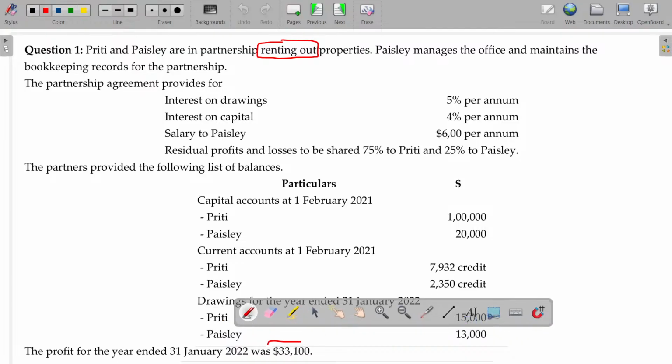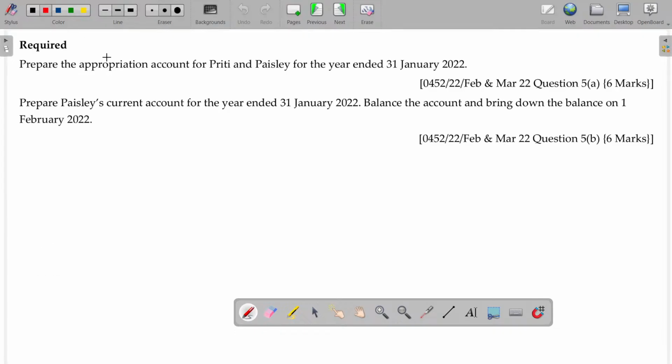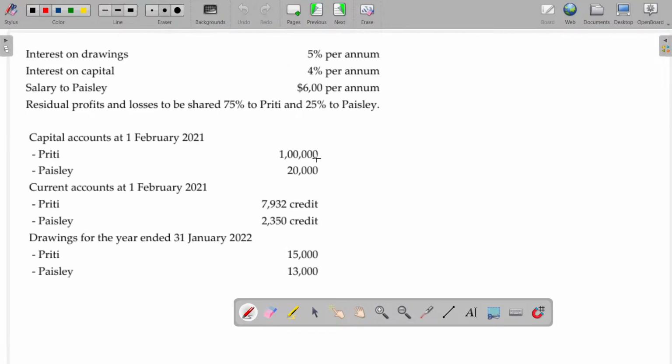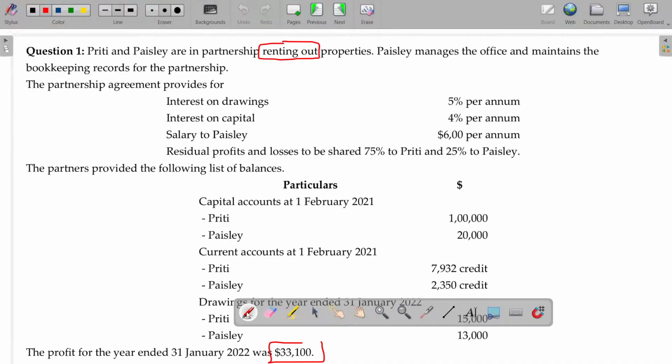The profit for the year being 33,100. Profit for the year. So what to prepare? Prepare appropriation account and current account. So we'll start with appropriation account and current account here. Especially you have to prepare current account only for Paisley, not for both the parties. Okay. So we have Preeti and Paisley, but anyhow we prepare the current account only for Paisley. In case you want to prepare both, you can prepare both in the same manner, right?